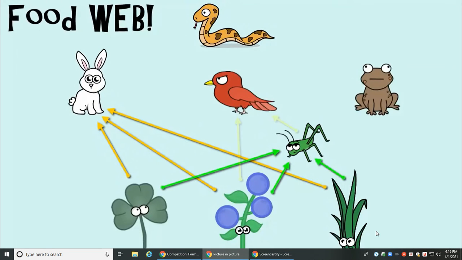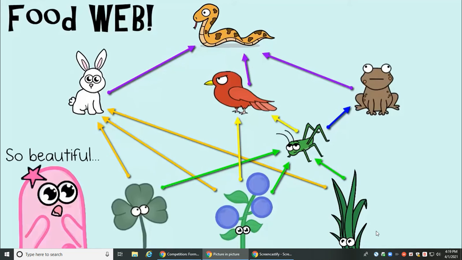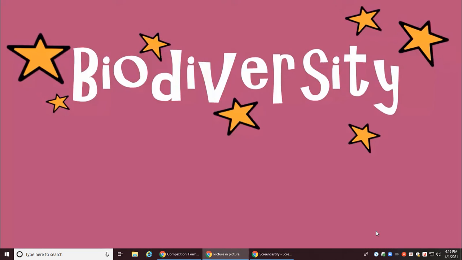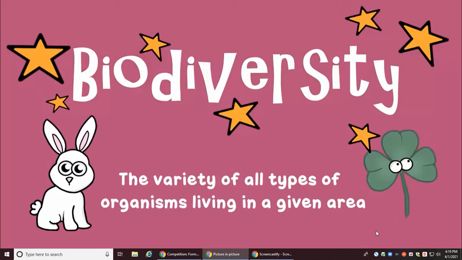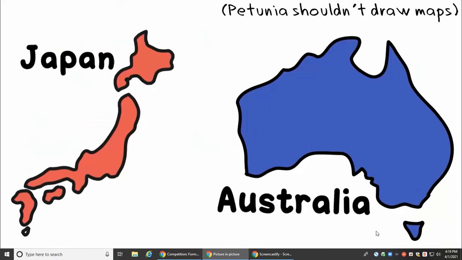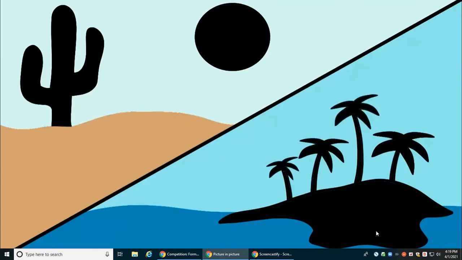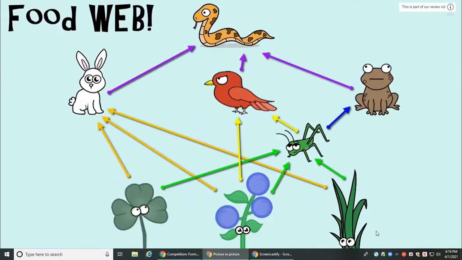Instead, it has more of a food web. A food web is made up of multiple food chains that interact together. So notice how now we have multiple food chains here tied in with our original to make a food web. The beauty of a food web is that it shows more interactions among a variety of producers and various level consumers. It also can show biodiversity. Biodiversity is the variety of organisms, all types of organisms, living in a given area. The size of the area that we're talking about, as well as the climate of the area, directly affect the biodiversity that is present. Biodiversity can contribute to the sustainability of an ecosystem.